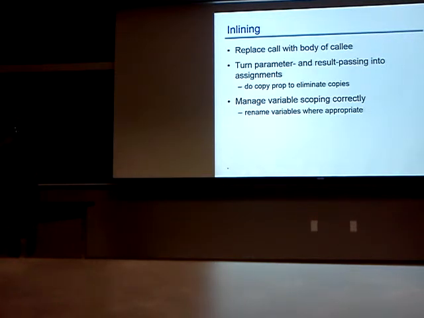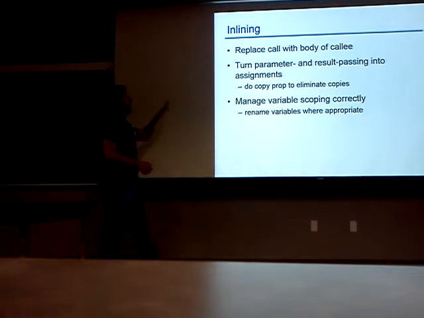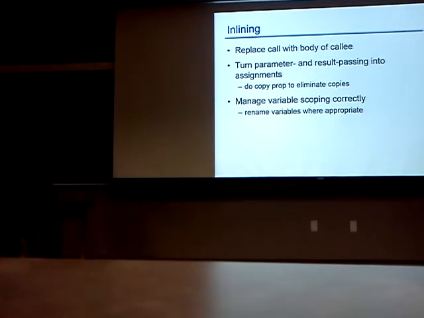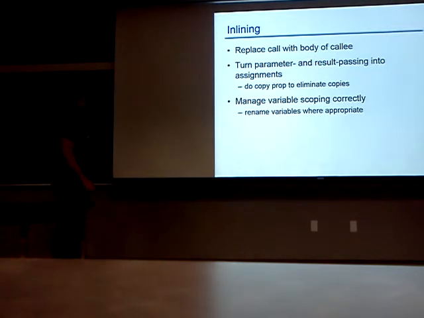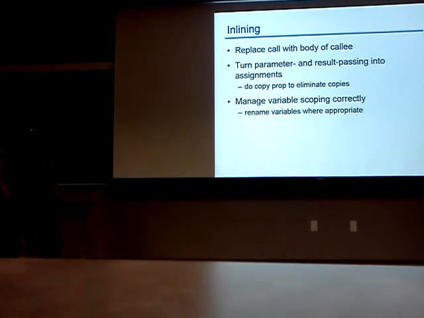Inlining is very simple. You guys have heard what inlining is before, right? You take a function call and you replace the call with the body of the thing that's being called. Parameter passing and the returning of the results become assignments. When you do copy propagation, that's going to eliminate those assignments and copies. You have to manage variable scoping correctly, but it's usually not that hard.